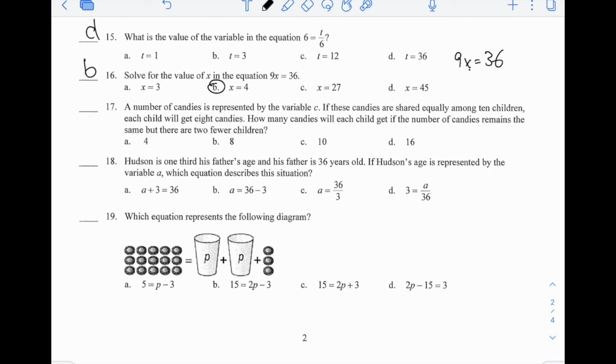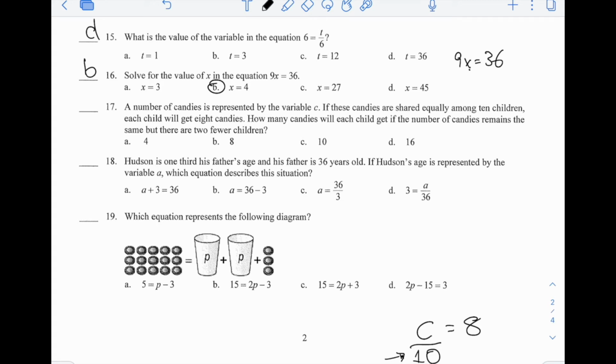Okay, the number of candies represented by the variable C. If the candies are shared equally among 10 kids, so here's our candies, don't know what it is, shared equally among 10, so that's the number of candies divided by 10, because they're shared equally, that means division. Each child will get 8 candies. How many candies does each child get if there's 2 fewer children?